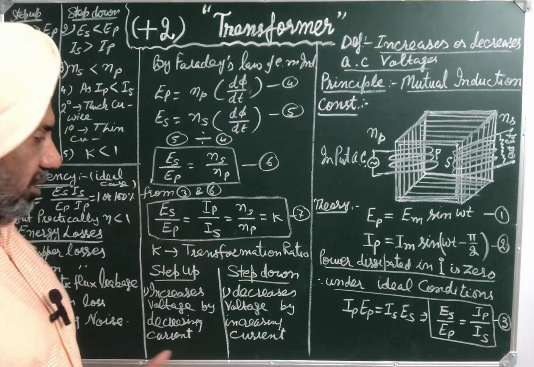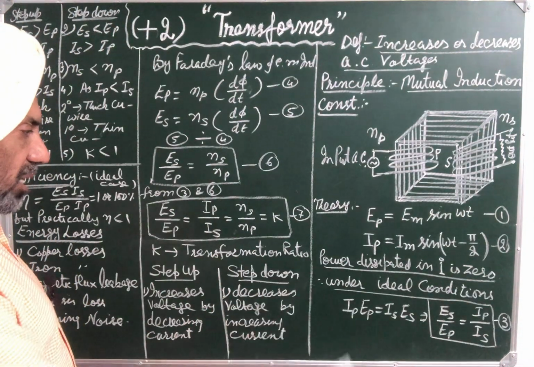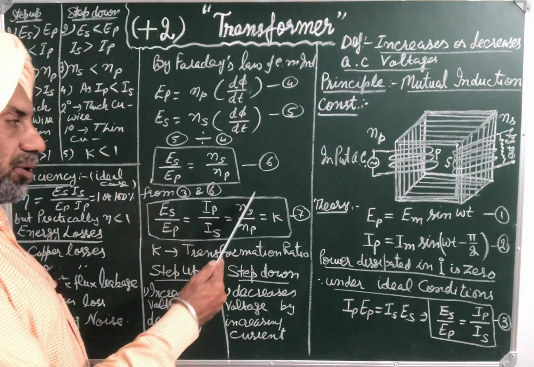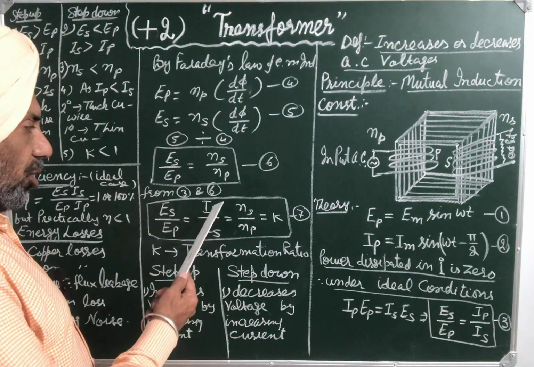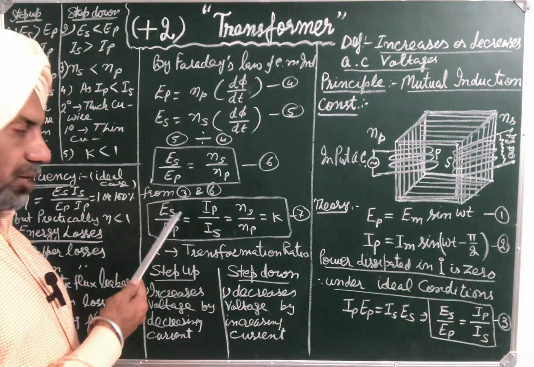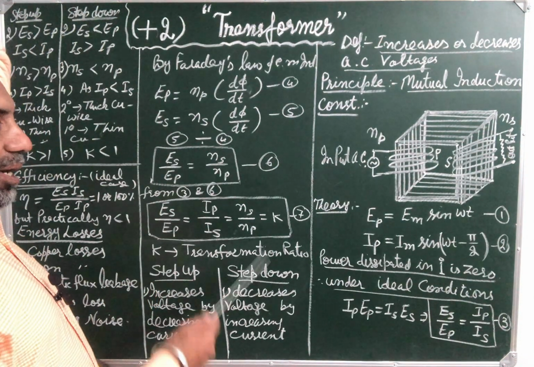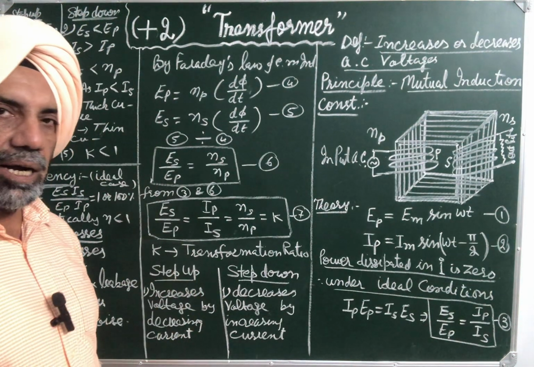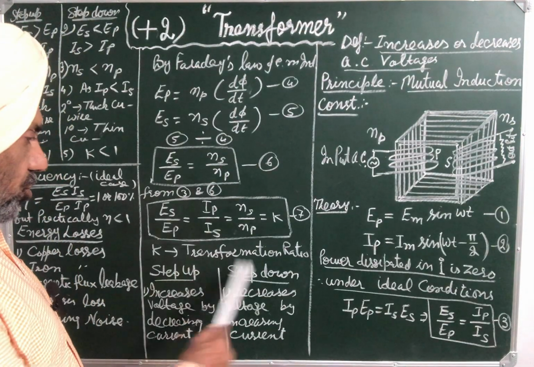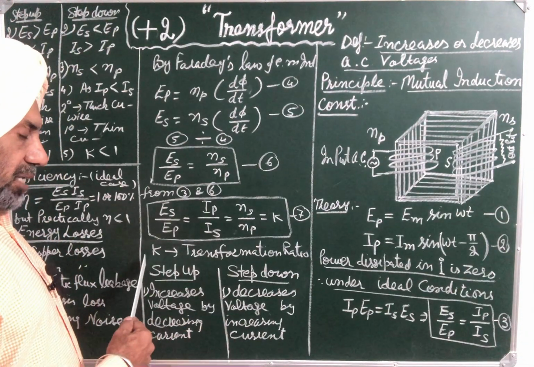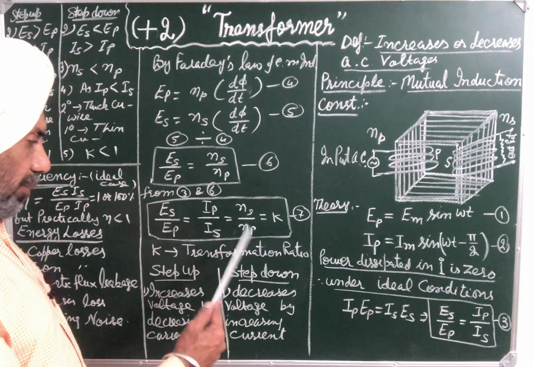So for simple numericals of a transformer, K is known as the transformation ratio, which defines the ratio of the number of turns in the secondary to the number of turns in the primary, or the voltage across the secondary to the voltage across the primary, or the current in the primary to the current in the secondary. So a transformer is of two types, step up and step down.